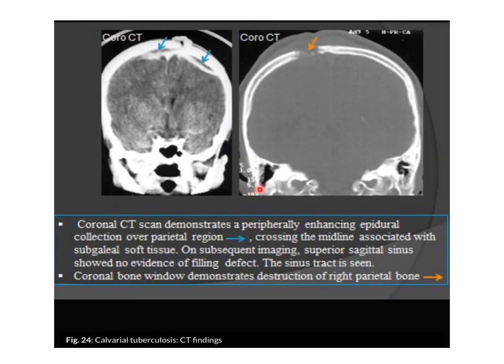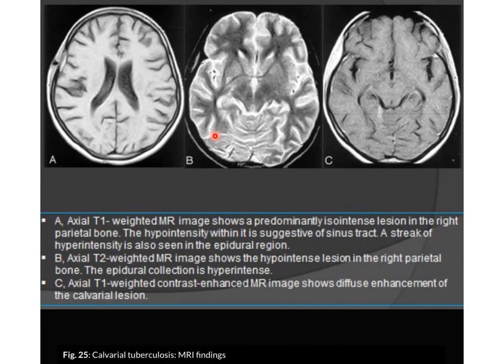There may be calvarium involvement. In the calvarium, there is an epidural collection and subgaleal soft tissue lesion, and there will be bone destruction. This is a type of calvarial TB. This is also calvarial TB, as seen. This is the parietal region. There's thickening and epidural collection, and on FLAIR it is hypodense, but when we give contrast there will be homogeneous enhancement.